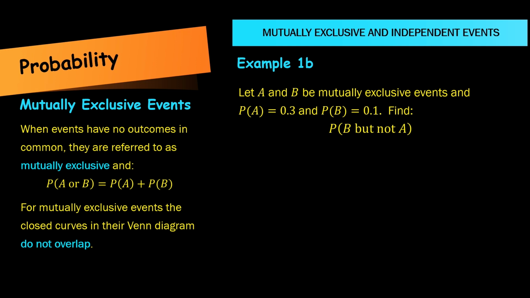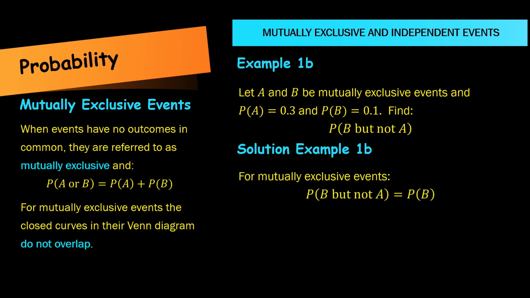And now for example 1b. Find the probability of B but not A. Let's solve this. For mutually exclusive events, we have that probability of B but not A is equal to the probability of B. And this is of course equal to 0.1.